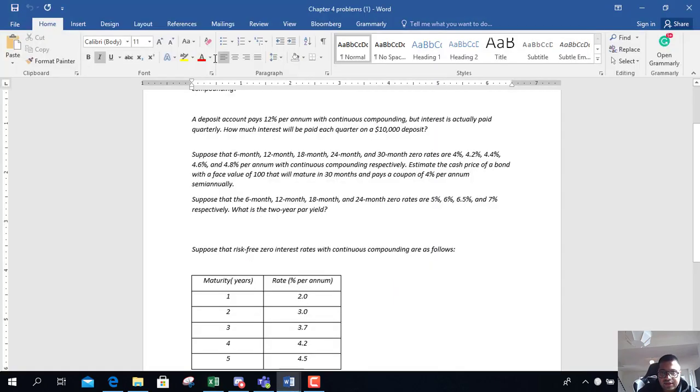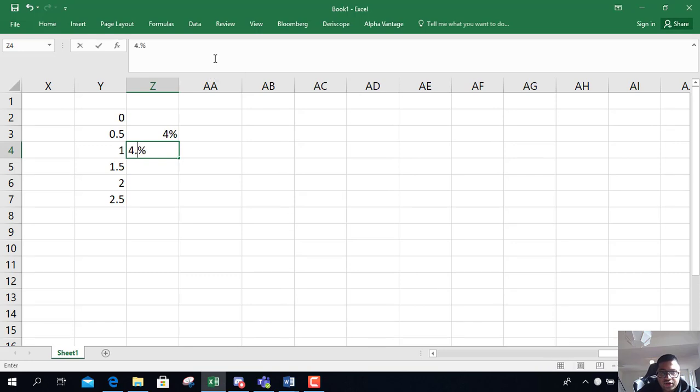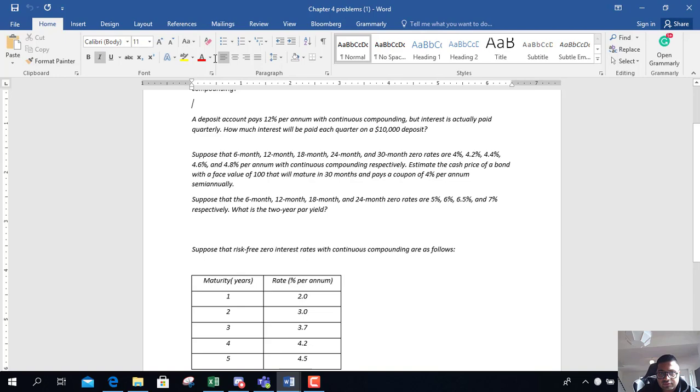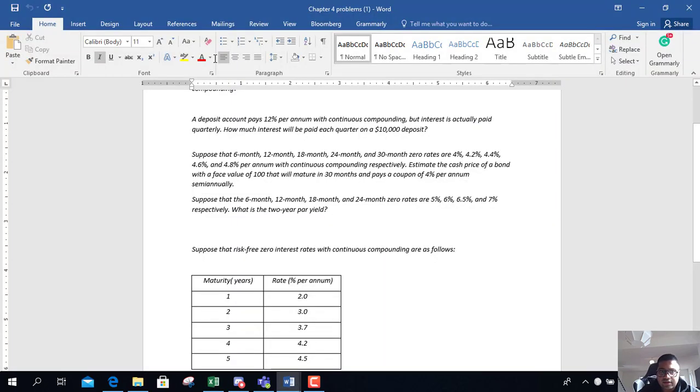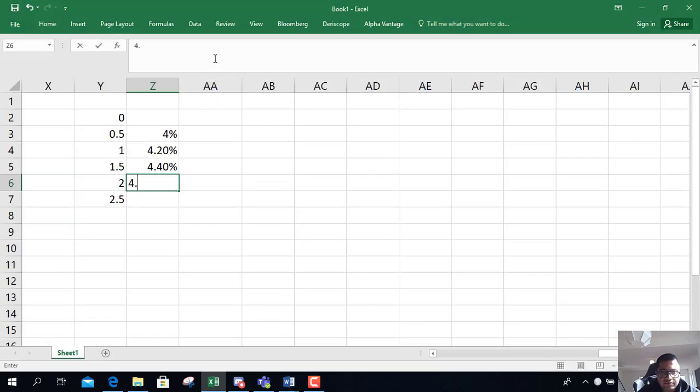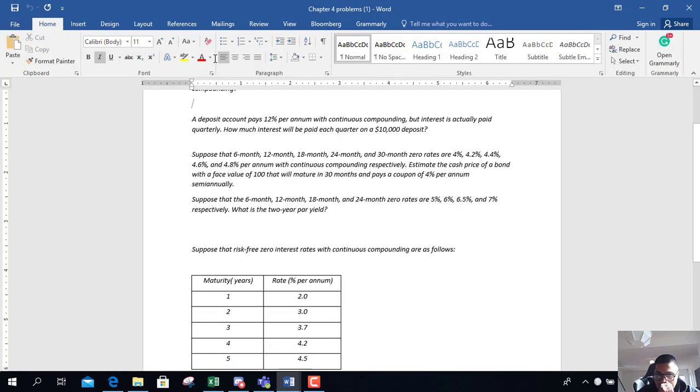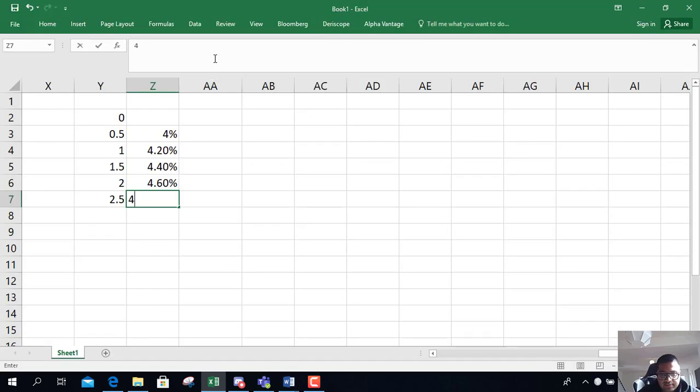4%, then 4.2%, then 4.4%, then 4.6% and 4.8%.